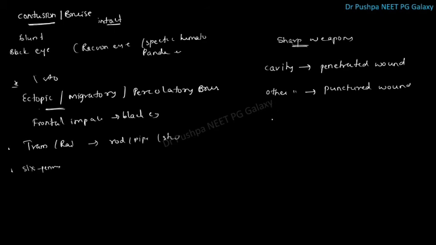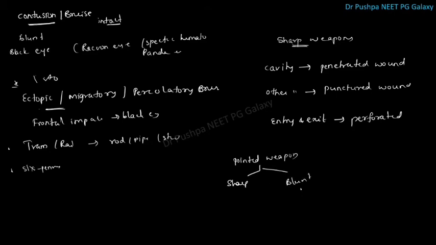So if a weapon causes both entry and exit wound, it is called perforated wound. Usually a pointed weapon can cause blunt injury or sharp injury. If it is causing blunt injury, it causes laceration. If it is causing sharp injury, it causes incised wound. So these are the variety of wounds based on the weapons.